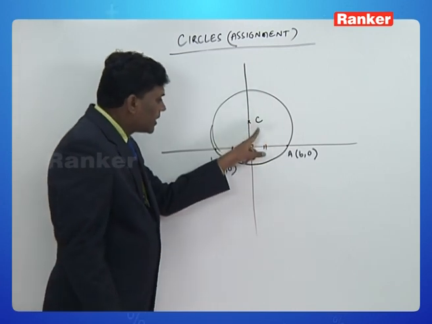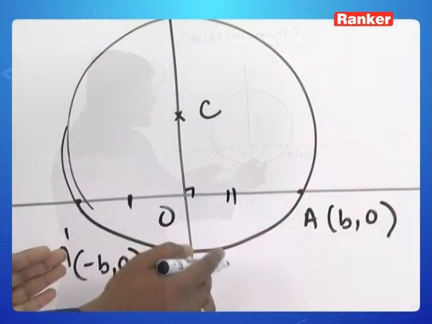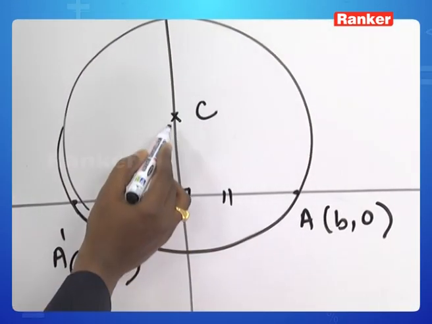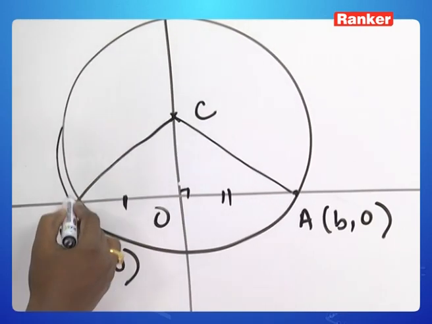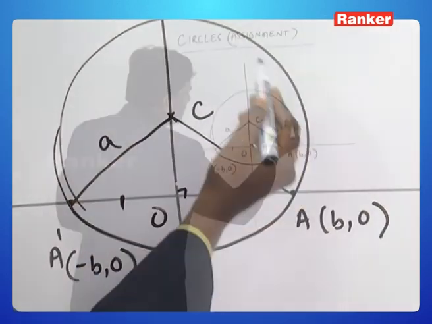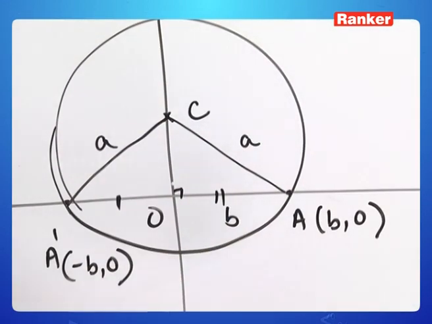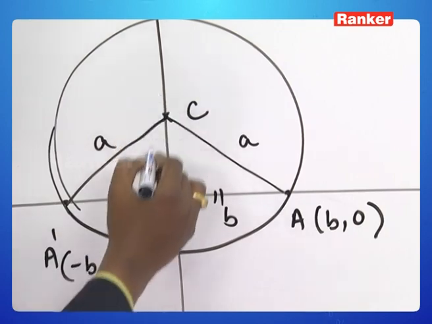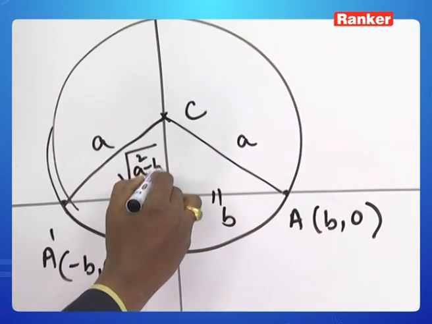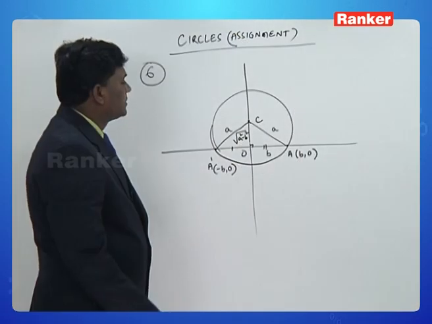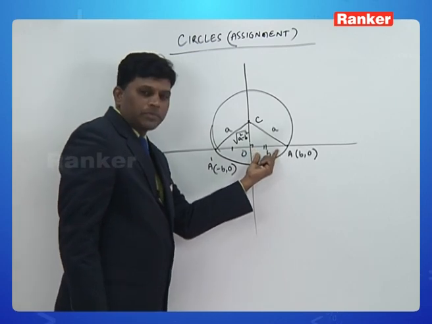To find out the coordinates of C, one more condition given is the radius of this circle. So from the diagram, this AC or A dash C is given as a units and this is b units. Now from the Pythagoras theorem, this OC length will be the square root of a squared minus b squared. So we know this ordinate and we know this abscissa for this.